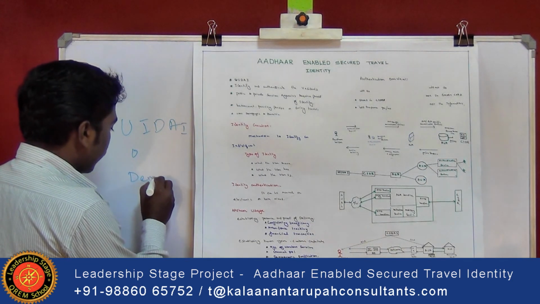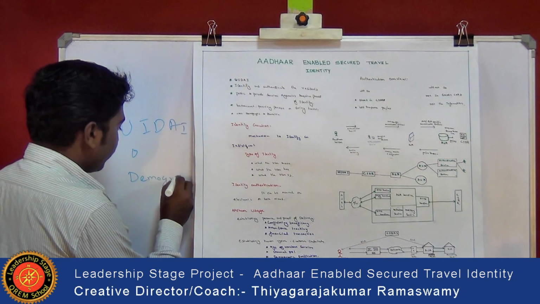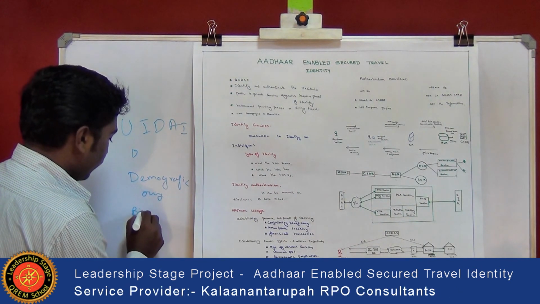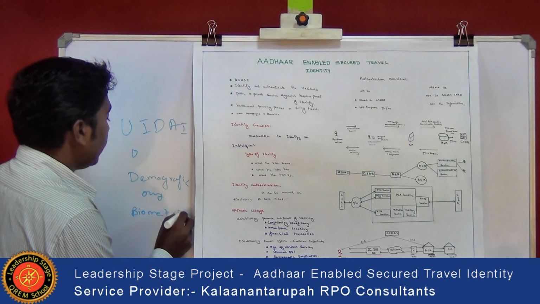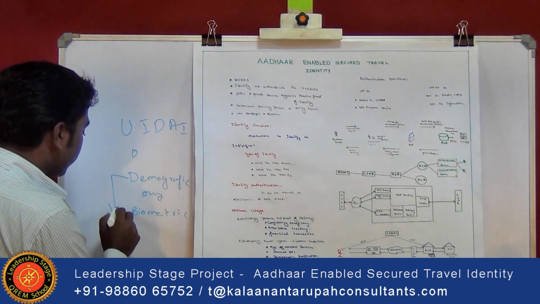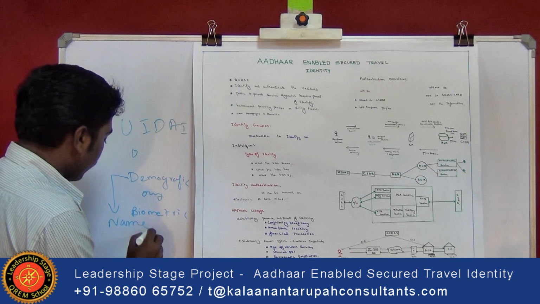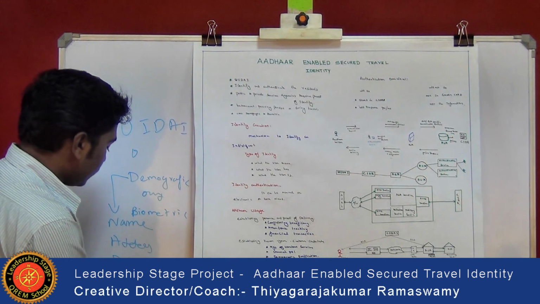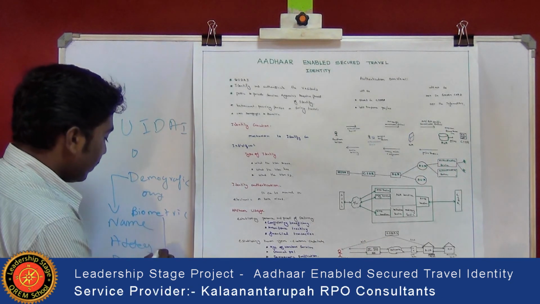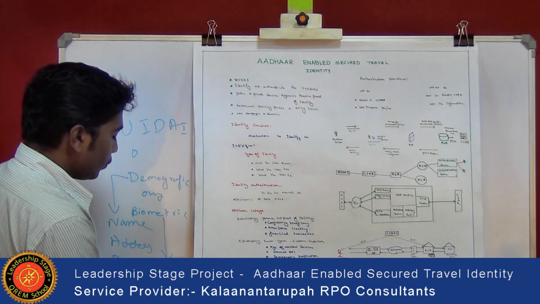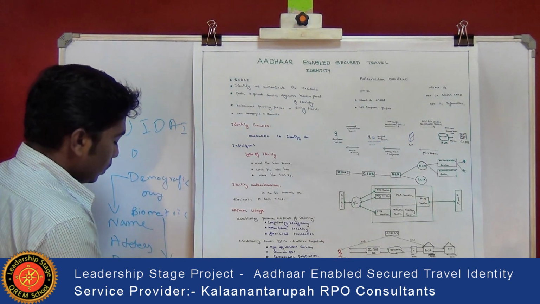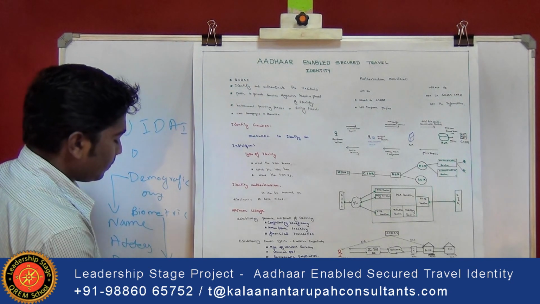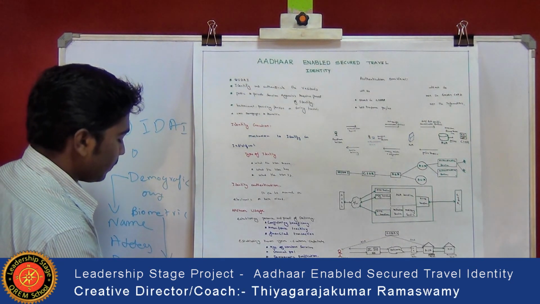Demographic data consists of name, address, date of birth, and biometric data consists of photo, iris, voice, and fingerprints.